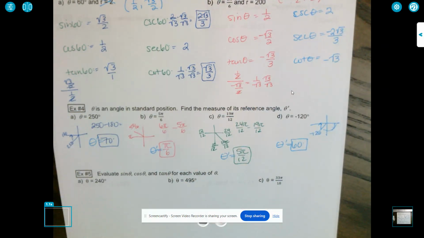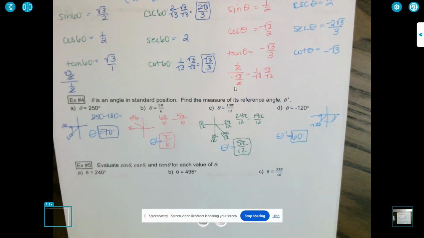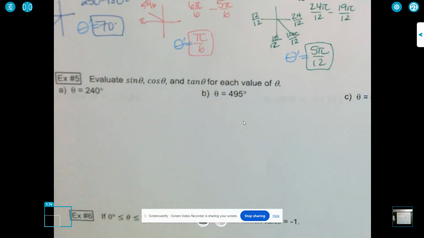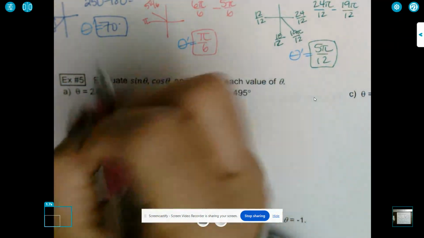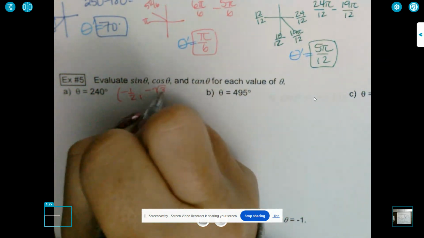Okay. All right. Example number 5. All right, evaluate sine, cosine, and tangent for each of the following. Okay, so 240. 240 is on our unit circle. I'm going to recognize that. It's going to be in quadrant 3 down there. And our ordered pair should be some type of 1/2, square root of 3 over 2. Okay, so you can look at your unit circle and tell me at 240, okay, we should be in quadrant 3, so everything's negative. So negative 1/2, negative square root of 3 over 2.